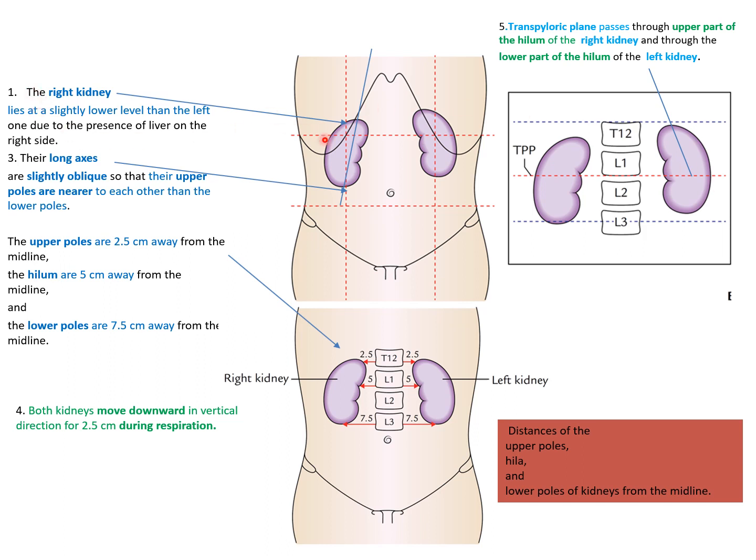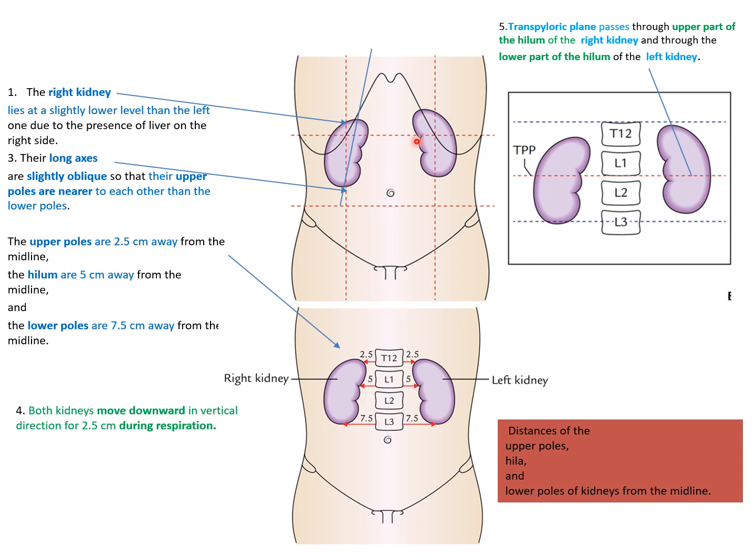The right kidney is a bit lower than the left kidney because of the large right lobe of the liver. The long axis of the kidneys is slightly oblique, such that the upper pole of the kidneys is nearer to the midline as compared to the lower pole. If we measure the distance, the upper pole from the midline is 2.5 cm, the hilum from the midline is 5 cm, and the lower pole from the midline is 7.5 cm.